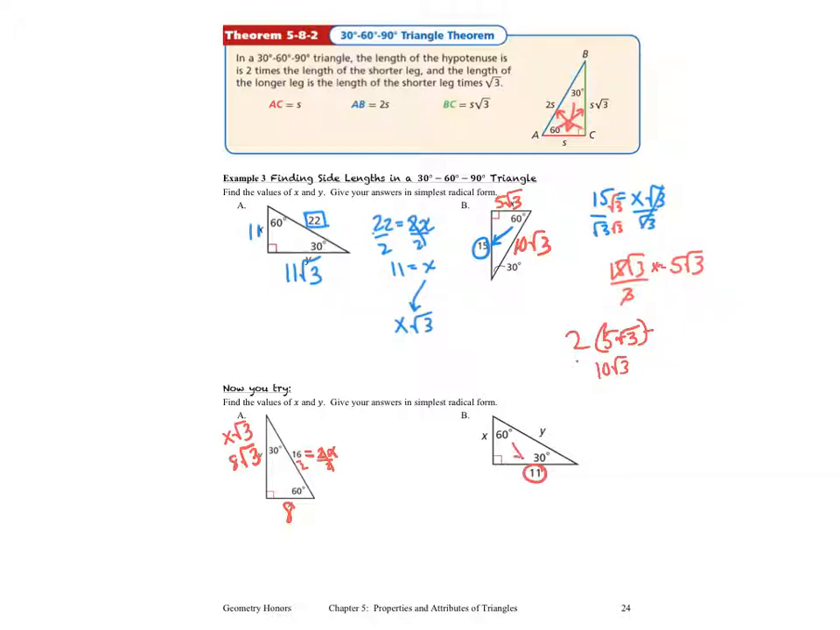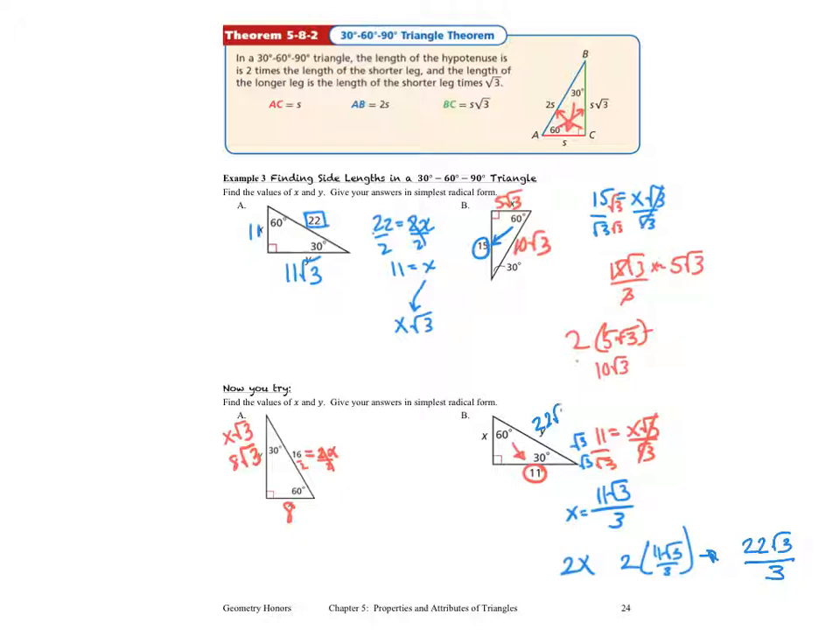Okay, here we're starting with 11. It's across from 60, so I put 11 equals, across from 60 is x radical 3. Divide both sides by radical 3. Rationalize the denominator by multiplying top and bottom by radical 3. You get 11 radical 3 over 3. Since x equals that, and I know the hypotenuse is 2x, then I'm going to have 2 of these. 2 11 radical 3 over 3s, which calculates to be 22 radical 3 over 3. So the y value there is 22 radical 3 over 3, and the x value in this case was 11 radical 3 over 3.